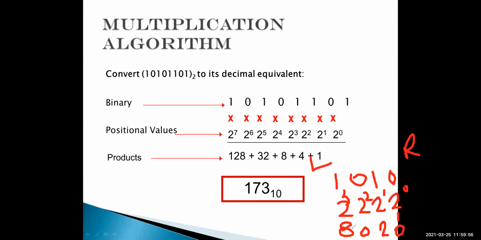Now make a total sum. After the multiplication, do the sum. So 8 plus 0, 0 plus 2, 2 plus 0. Now tell me what is the answer? 10. So the actual answer is 10. But you need to write the base. So 10 is the actual answer, but we are writing the base. Now is it clear how we can convert binary to decimal? Everyone? Or do I need to show another example?